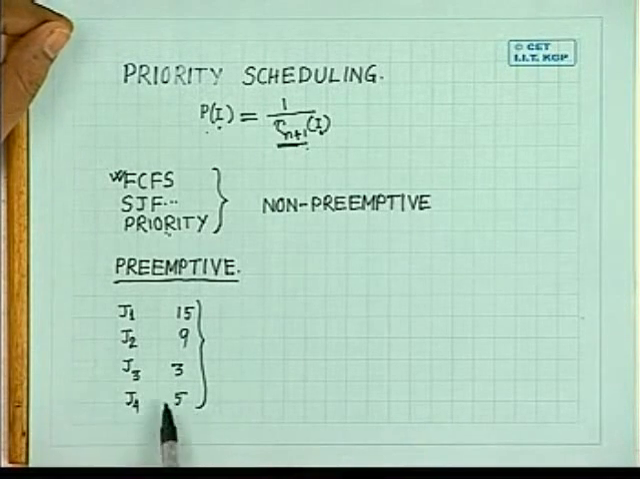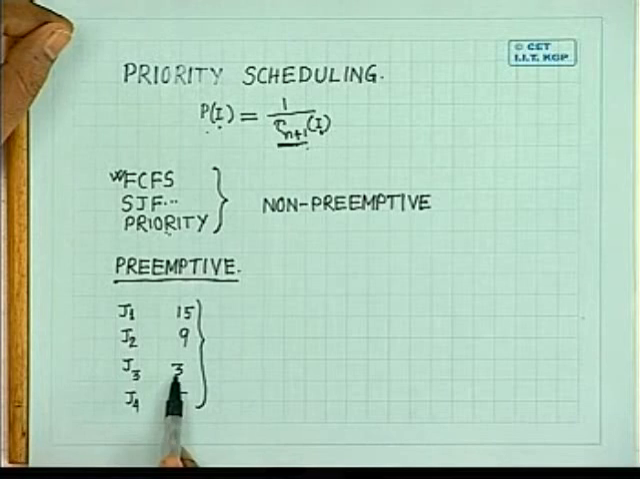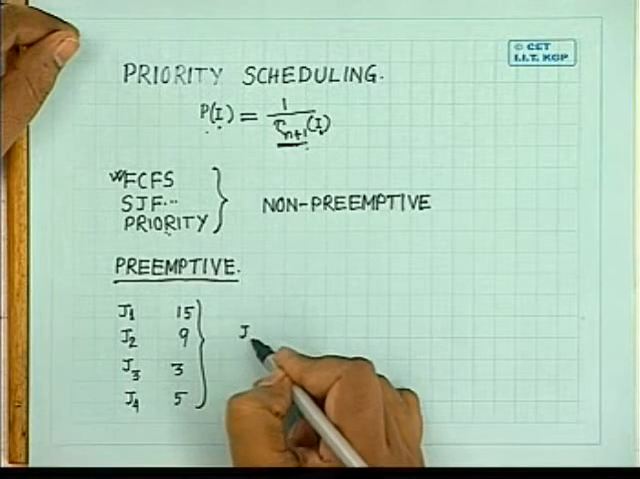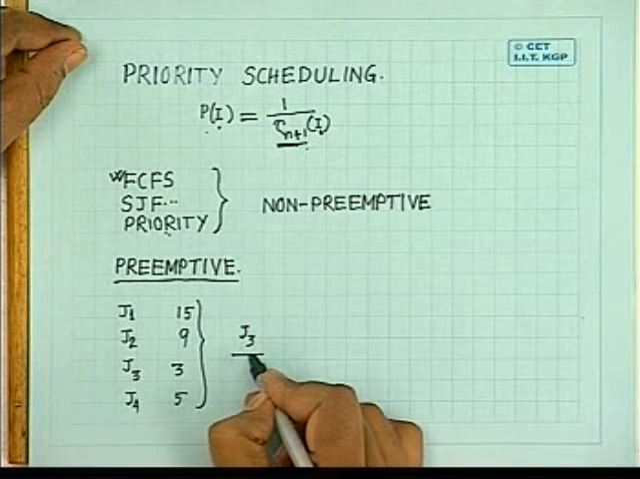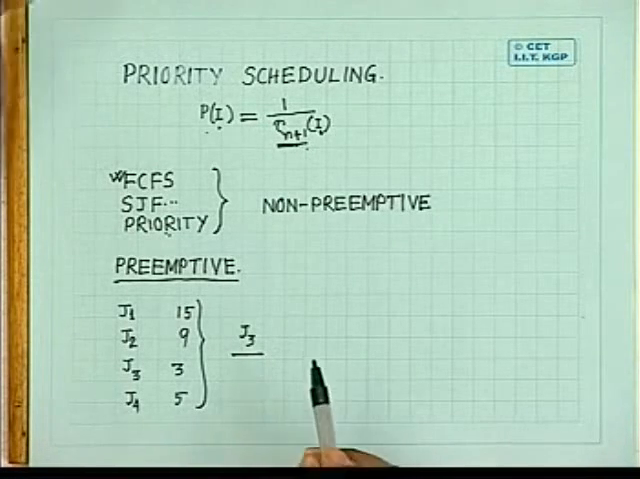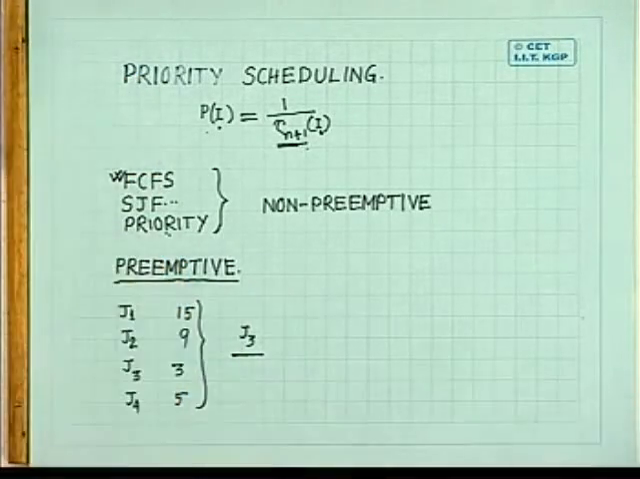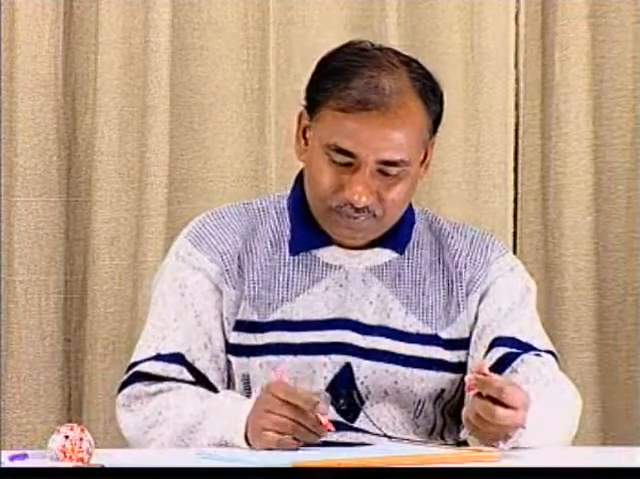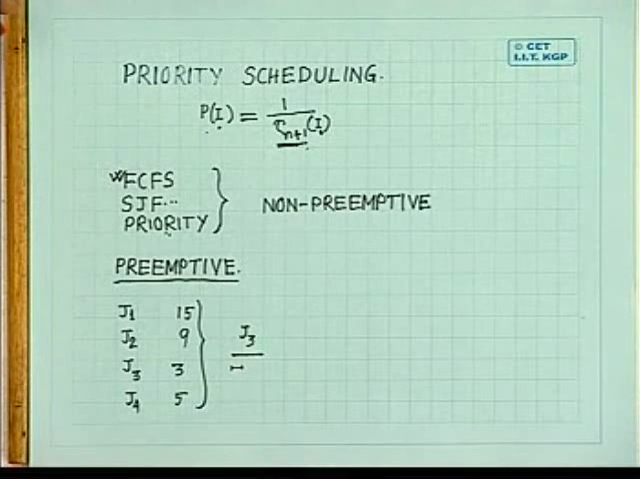Following the SJF technique, the job which has to be given to the CPU for the first time is job J3, that is, job J3 will start execution. It has to be executed for 3 time units. Now I can have a situation that after job J3 has been executed for 1 time unit, what is the time left for this CPU burst? That is 2 time units.